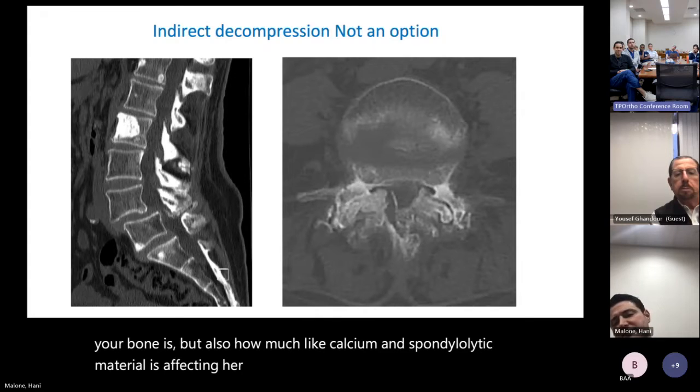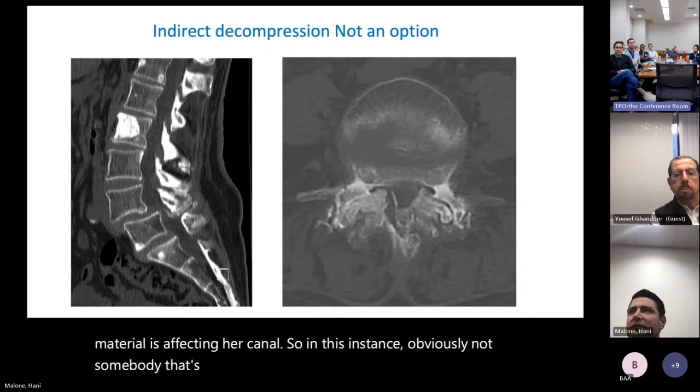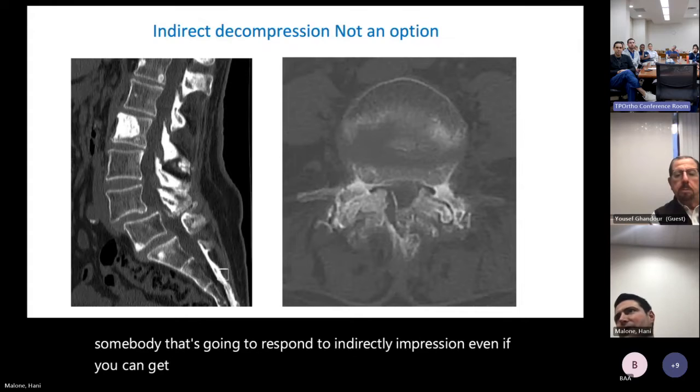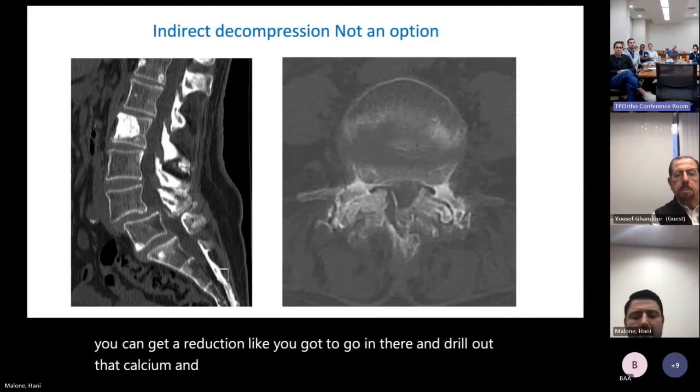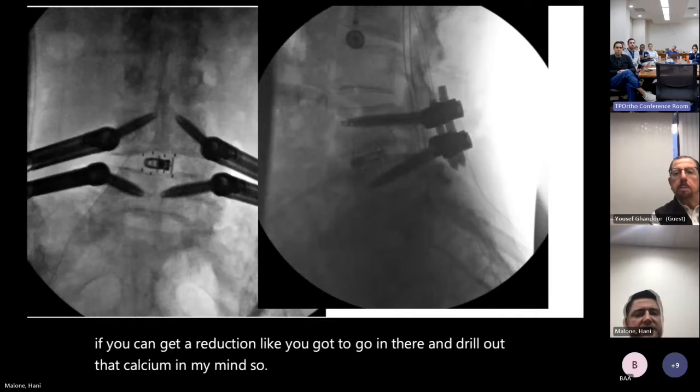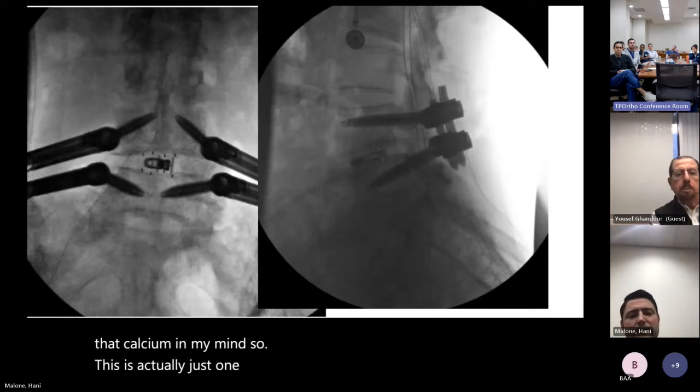So in this instance, obviously not somebody that's going to respond to indirect decompression, even if you can get a reduction. You've got to go in there and drill out that calcium, in my mind. So this is actually just one graft. So I got away from putting in 2 grafts.